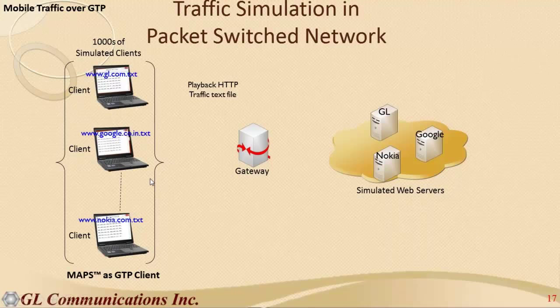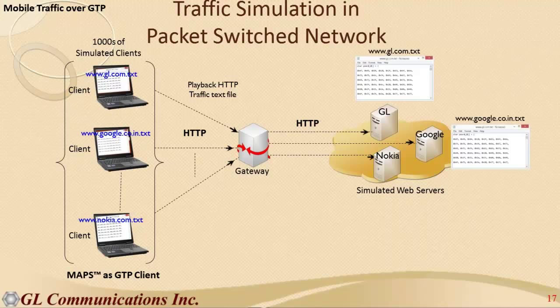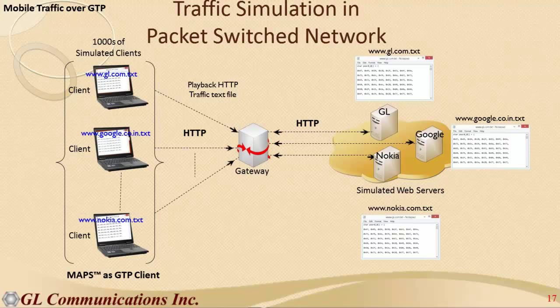Once the call is established, the data path is active. So we are going to play back an HTTP traffic text file. Once it reaches the gateway, it is going to forward it to the simulated web servers. There the respective files will be loaded, and it is a stateful playback of HTTP. Once the respective files are loaded, it's going to respond to each request initiated by a client.